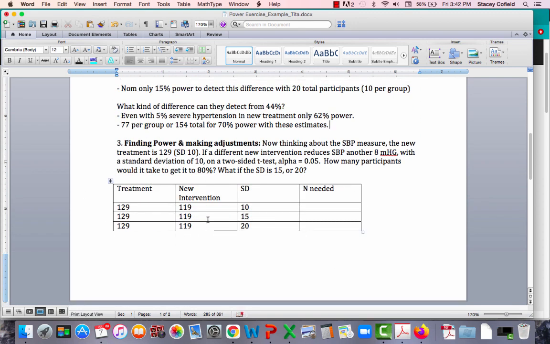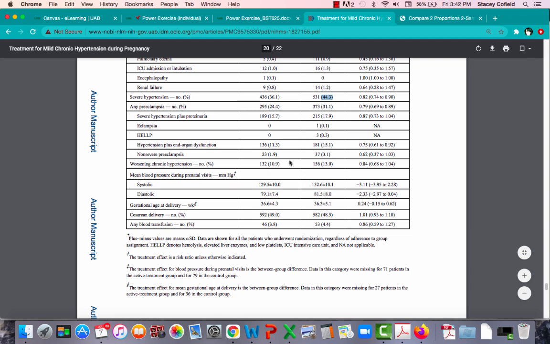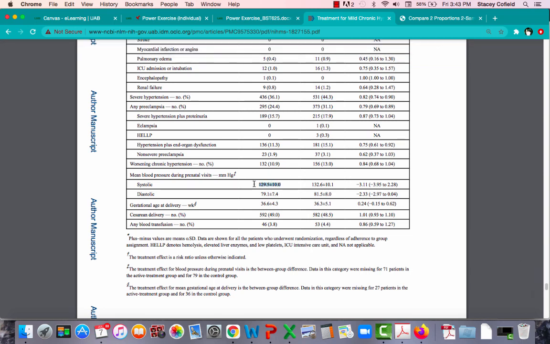Okay, so now going into continuous outcomes, thinking about these SBP measures with the new treatment, coming again from table 3 on TITA. So going back here to table 3, we see that the mean systolic blood pressure during those prenatal visits was 129.5 with a standard deviation of 10. We can see over here as well that there was a standard deviation of 10 in the standard treatment, so we're pretty comfortable with an SD of 10.